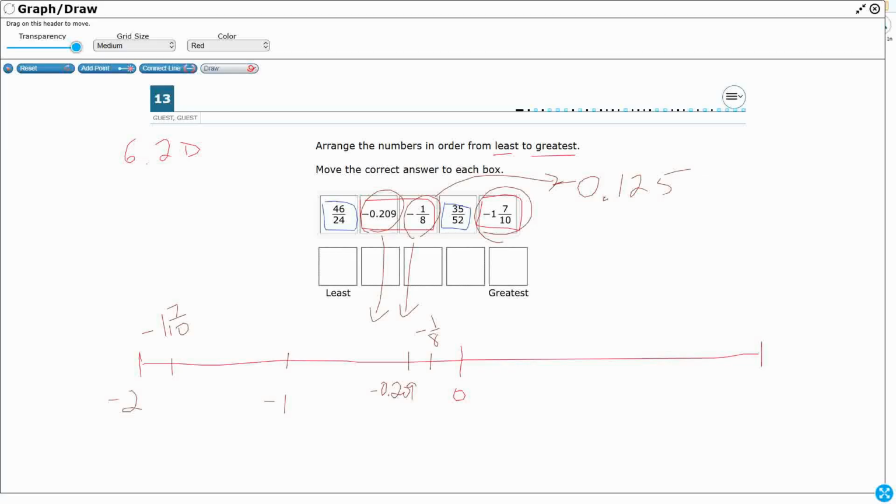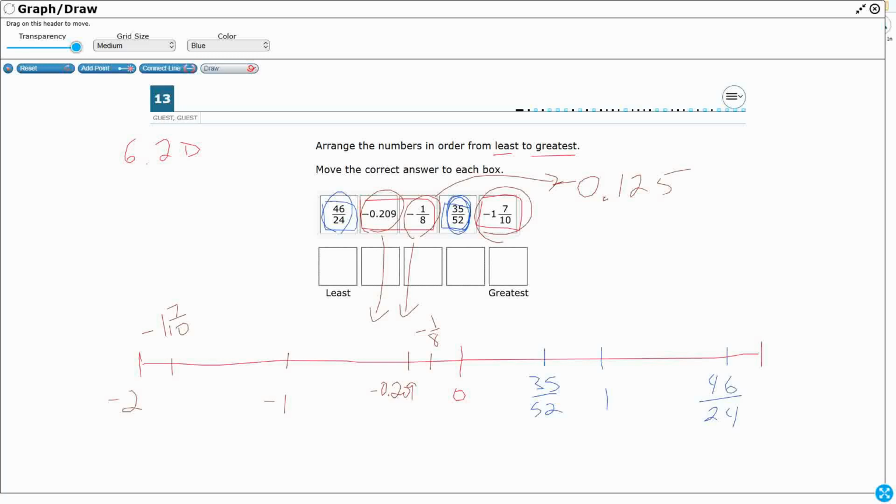And then look, I don't even need to think too much about these two because this is a proper fraction, which means it is less than 1. So it's going to go somewhere right here. This is an improper fraction. This is greater than 1. And so it's going to go somewhere over here. So I don't even need to convert those. I can just look to see whether they're less than 1 or greater than 1. So that's my order right there.